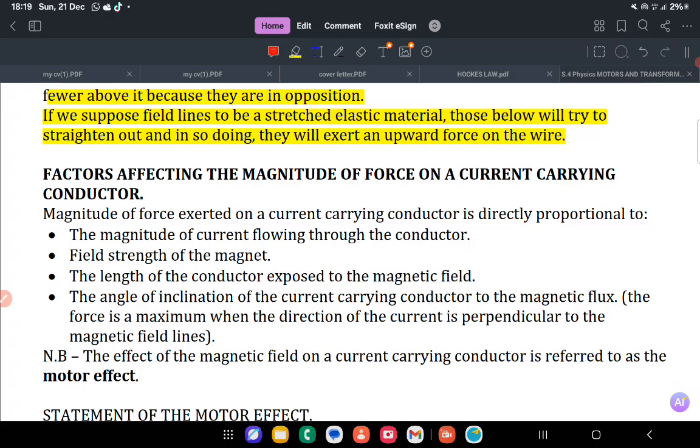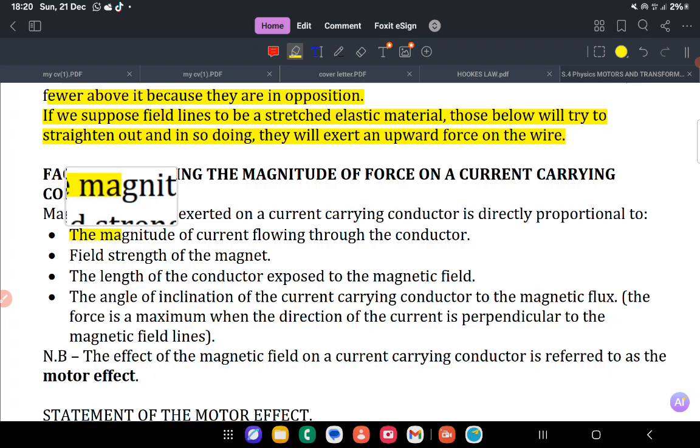So take home the fact that a current carrying wire placed in a magnetic field would experience a force, and that force can be observed upon seeing the wire moving mechanically. Factors affecting the magnitude of the force on the current carrying conductor. What are the factors that influence the magnitude of the force? All right, whether the force is big or small depends on a number of factors.